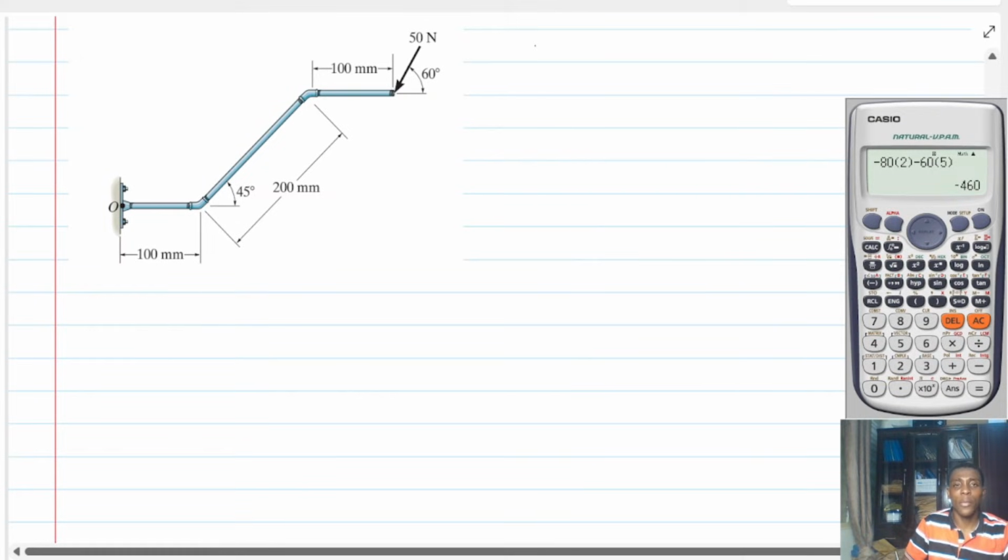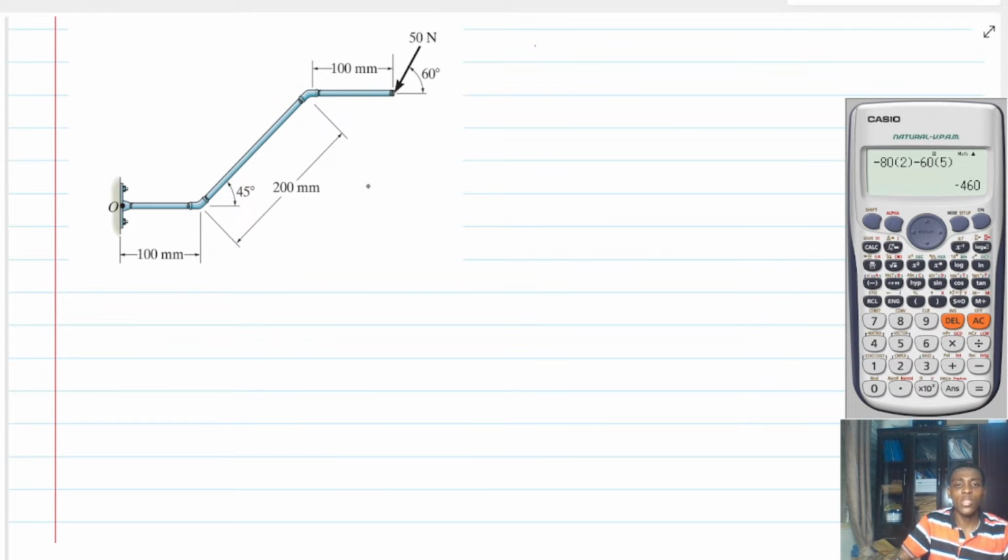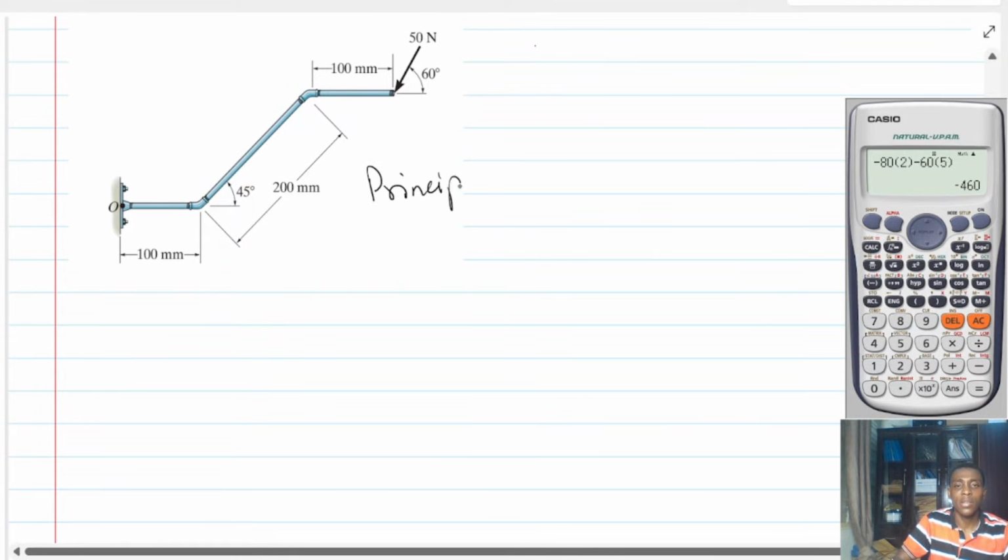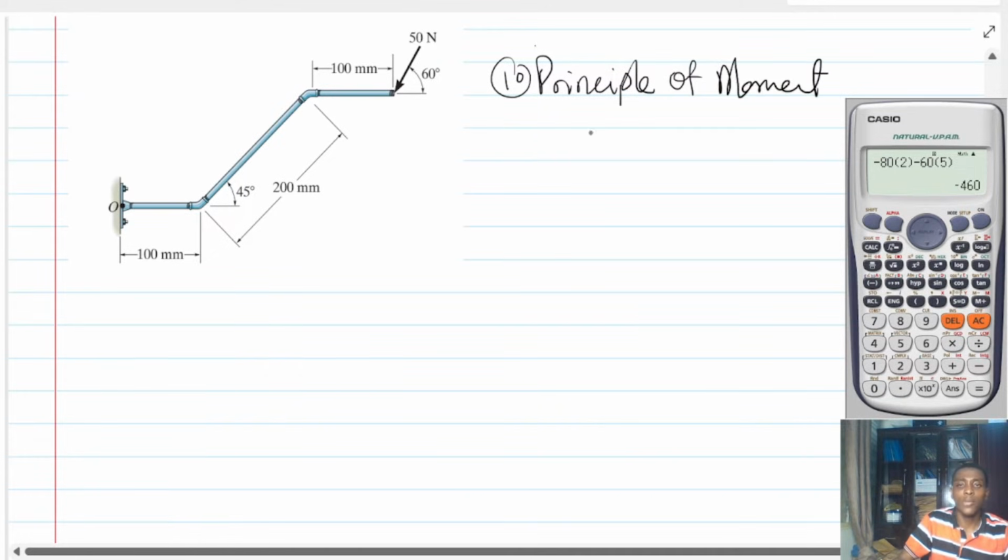Okay, so that is the problem here. Let's solve it together. Again, we are going to use the principle of moment, and then we are still going to use the principle of transmissibility.